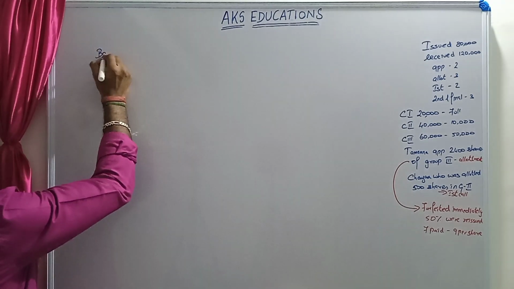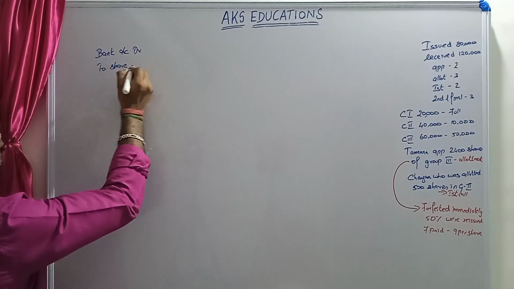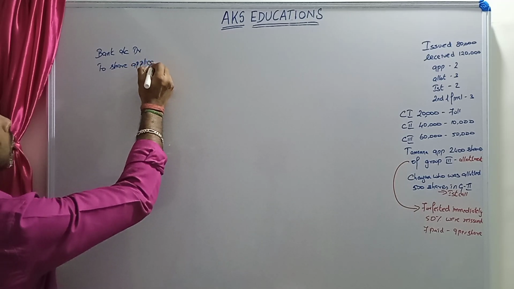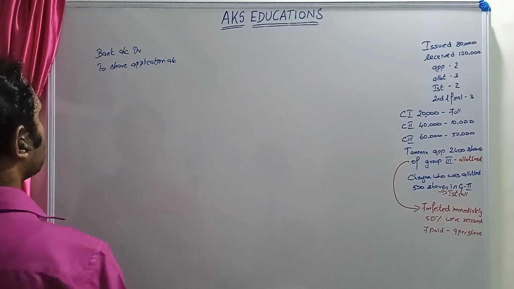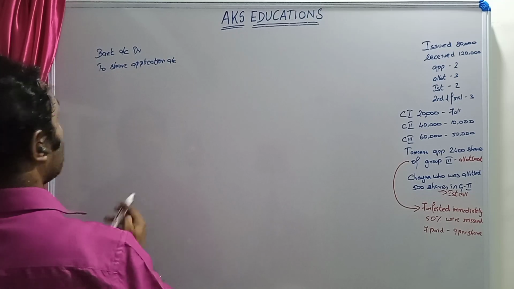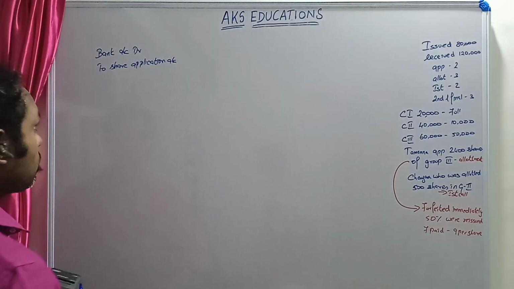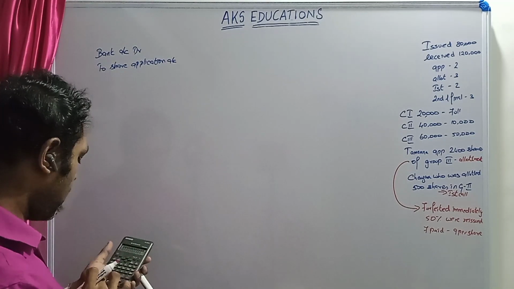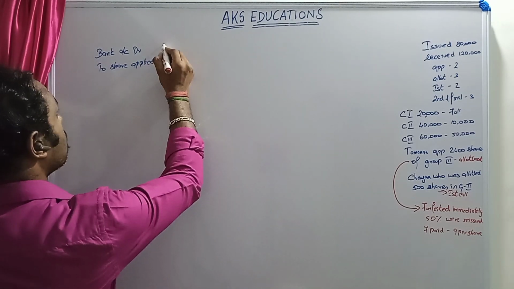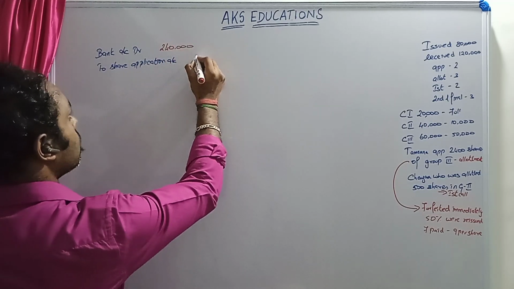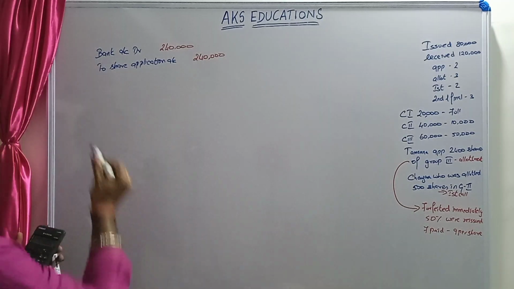First is bank account debit to share application account. So bank account debit to share application account. So how much is it? I'll just use my calculator as well. We received 1,20,000 applications. So 1,20,000 into 2 is 2,40,000. So it is 2,40,000. Next, this is the bank entry which is done.